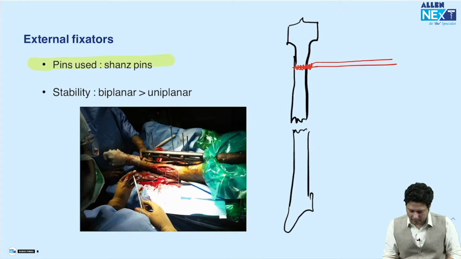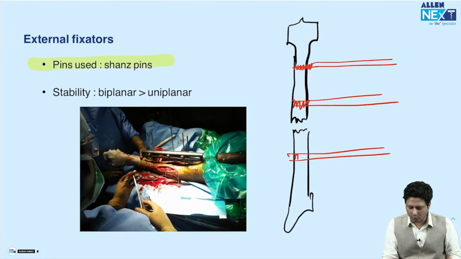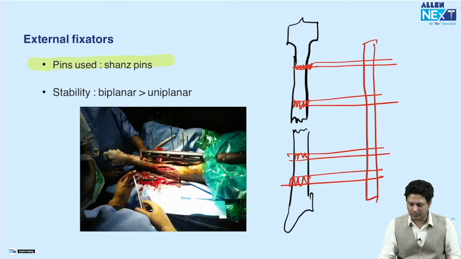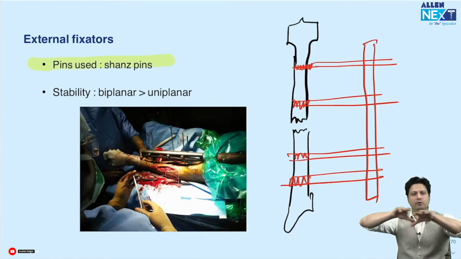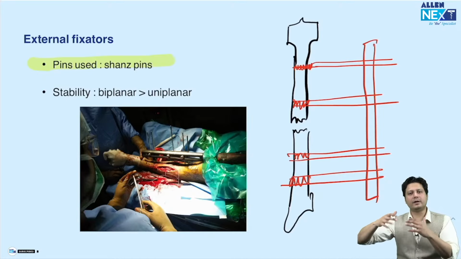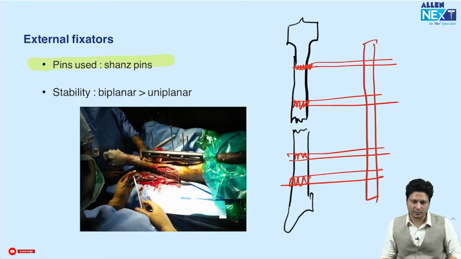So when you insert multiple pins inside the bone, and all these pins are then connected by an external rod, this is known as external fixation, all right. So you are stabilizing the bone. In the meantime, the wound is going to be taken care of. Once the wound is healed, then you can go for the definitive management, all right.